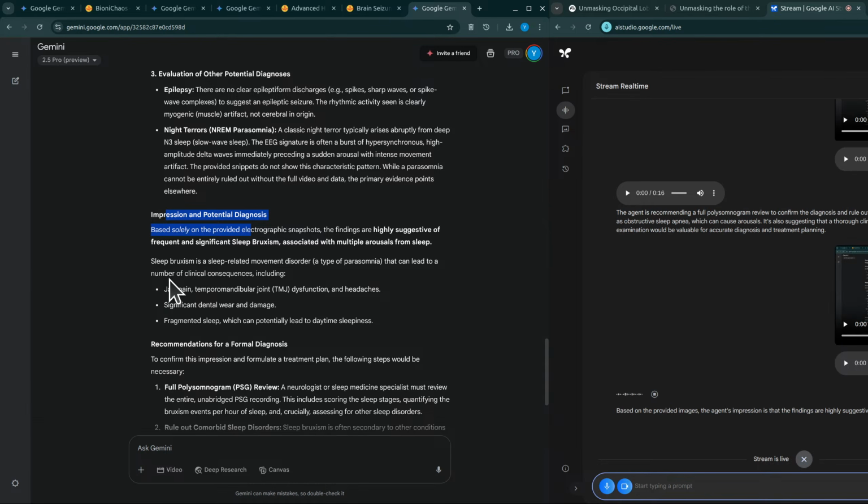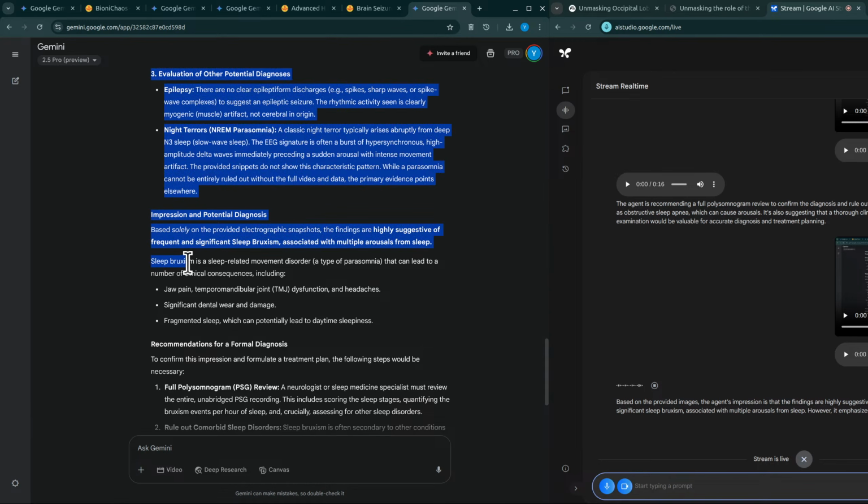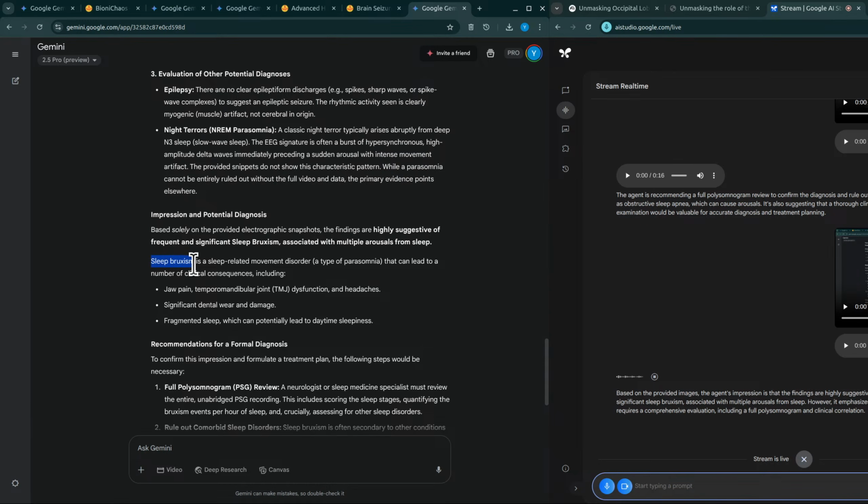Based on the provided images, the agent's impression is that the findings are highly suggestive of frequent and significant sleep bruxism associated with multiple arousals from sleep. However, it emphasizes that a formal diagnosis requires a comprehensive evaluation, including a full polysomnogram and clinical correlation.